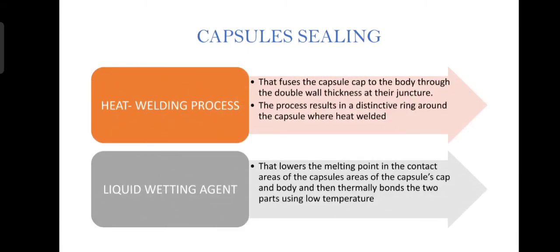Capsule sealing. There are two methods of sealing capsules. The first one is the heat welding process and the second is the liquid wetting agent. The heat welding process fuses the capsule cap to the body through the double wall thickness at their junction. The process results in a distinctive ring around the capsule where it is heat welded. In the liquid wetting agent method, the agent lowers the melting point in the contact area of the capsule's cap and body and then thermally bonds the two parts using low temperature.